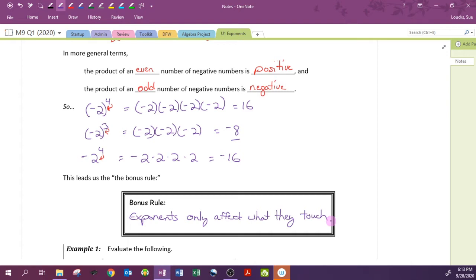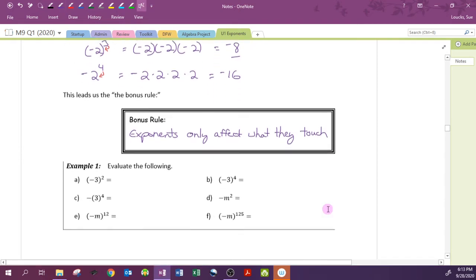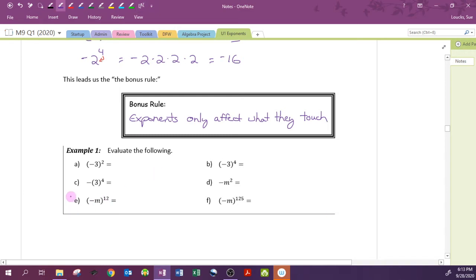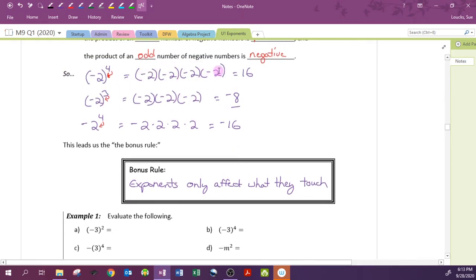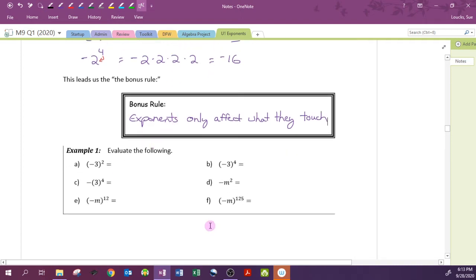Okay, example 1. Let's do some examples of this. I should tell you, the point of learning these exponent rules is that you don't have to write everything out. You don't have to write all this stuff out every time. We're doing shortcuts. So for example, for F, I don't want to have to write that out 125 times to figure out what my answer is going to be.